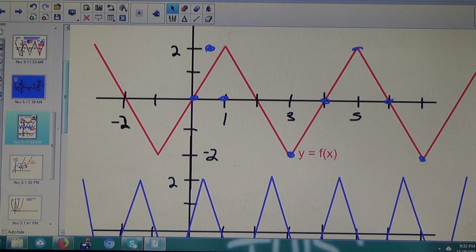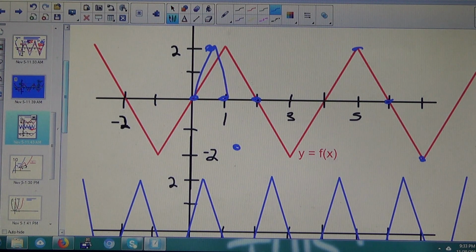What's the x value here at? 3. So what's 3 divided by 2? 1.5. What's the x value here at? 4. What's 4 divided by 2? 2. You guys notice where we're at here? Here is a full cycle. We'll keep going and I'll show you the next part.